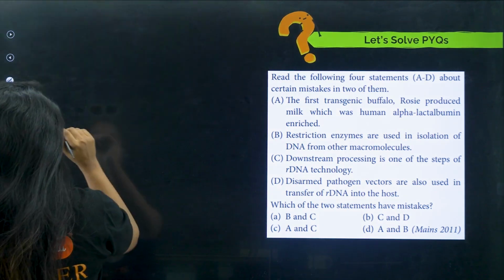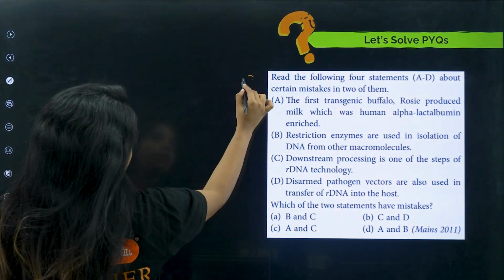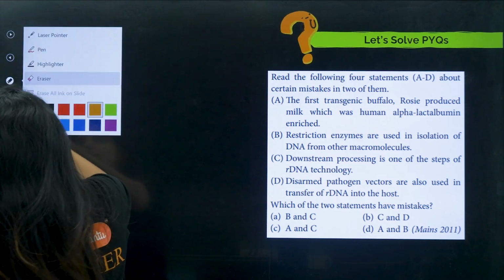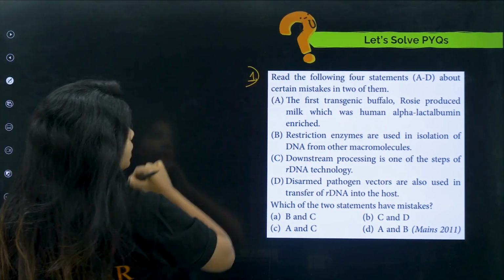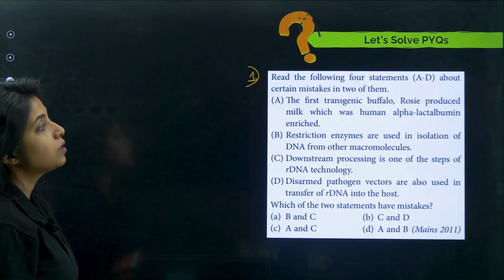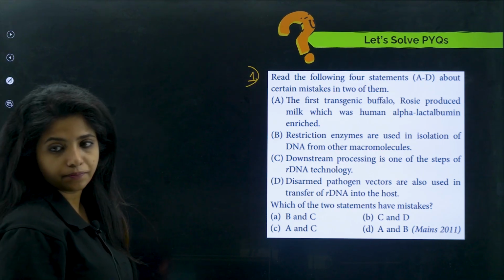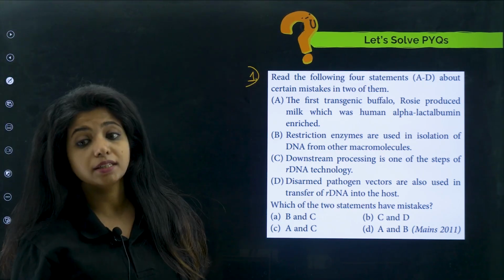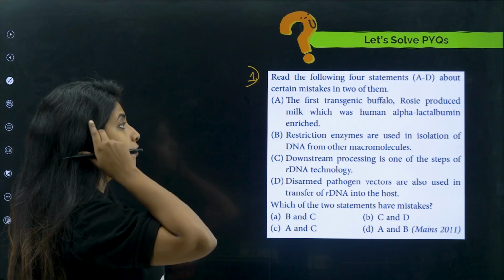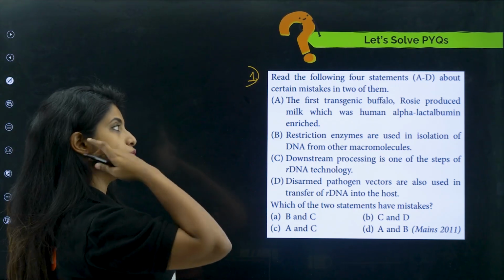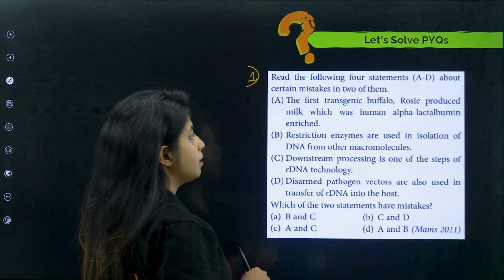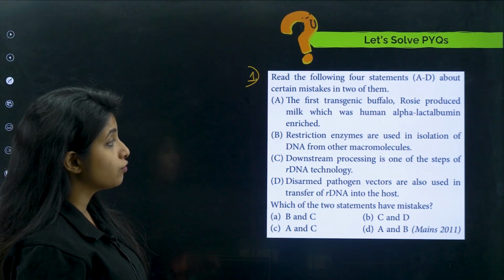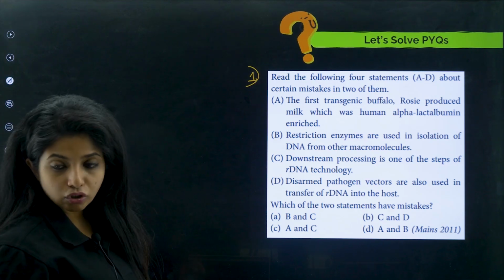First question. Read the questions really carefully, okay? Come on, brain cells, work. Okay, so read the following four statements about certain mistakes. There are two statements which have certain mistakes. You have to find that. The first: transgenic buffalo Rosie produced milk which was human alpha-lactalbumin enriched. Restriction enzymes are used in isolation of DNA from other macromolecules.